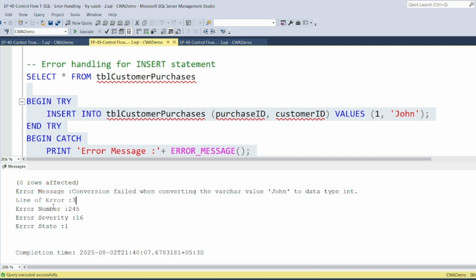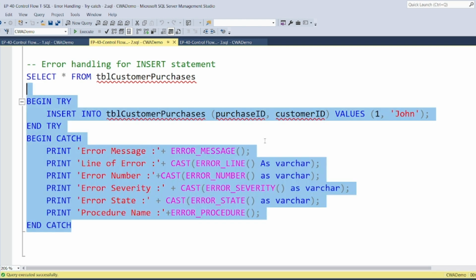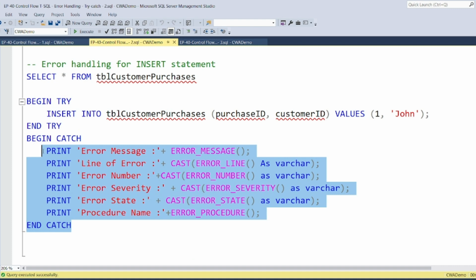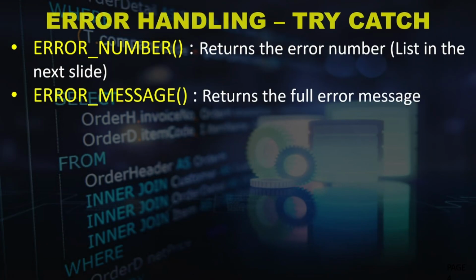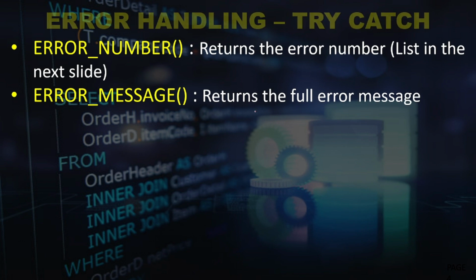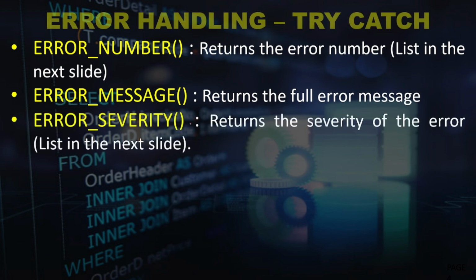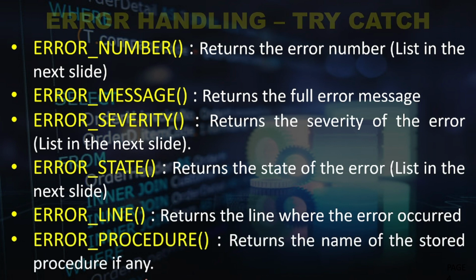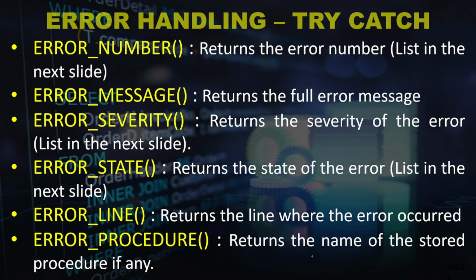So let's go and try to understand what all these global functions that we have seen here are meant for, what values they gather, and what they show. Error number returns the number of the error. Error message returns the full error message. Error severity returns the severity of the error, and error state returns the state of the error. Error line returns the line where the error occurred. Error procedure returns the name of the stored procedure where the error occurred.